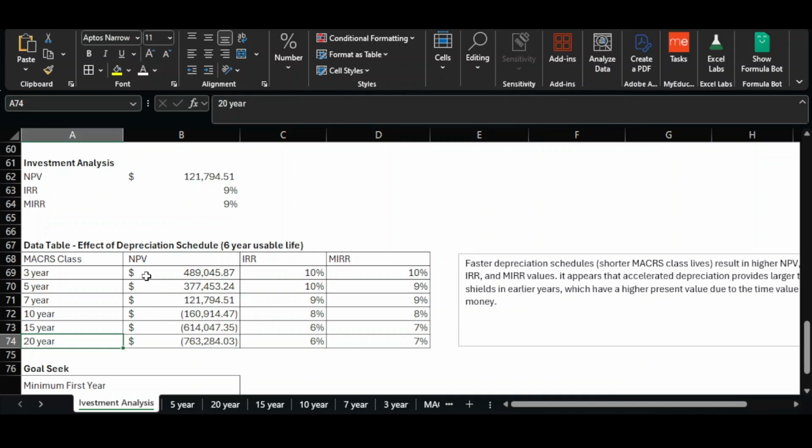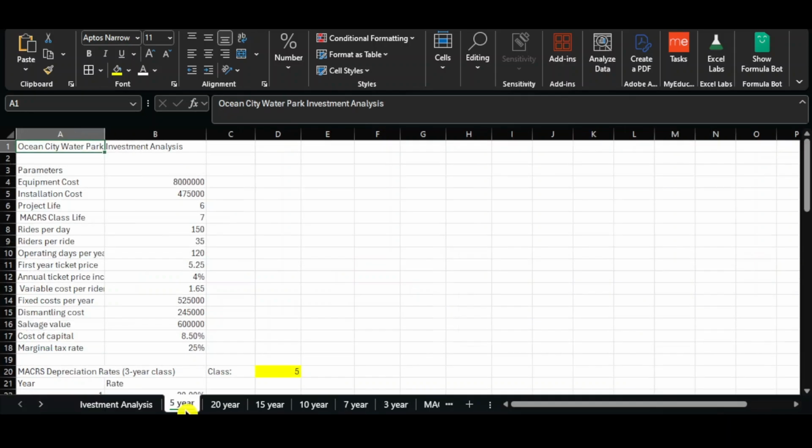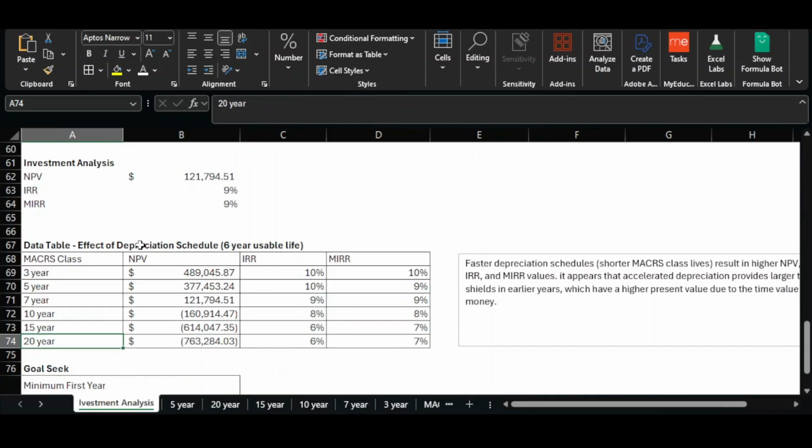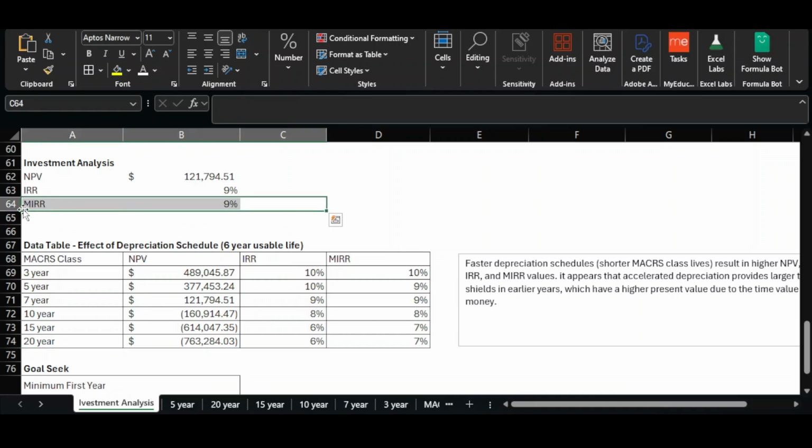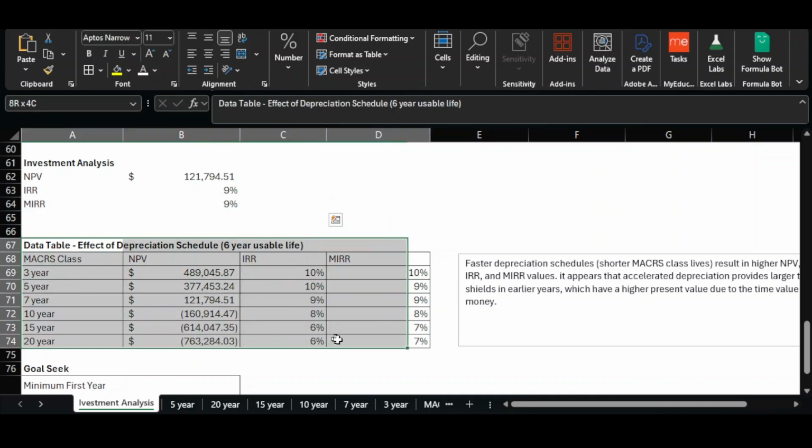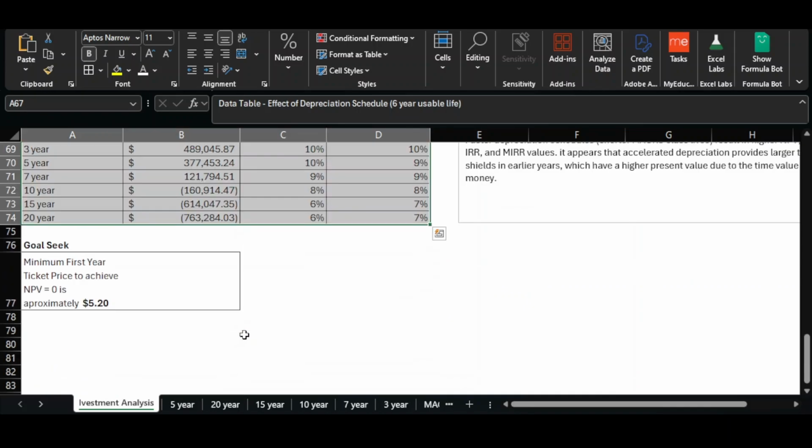And of course, the best approach in doing that is to create multiple sheets that calculate the NPV, the IRR, and the MIRR using varying classes. You can see here how it was done. Upon creating the model at this point in row 64, I did not right away create the further information that you'll see down here.